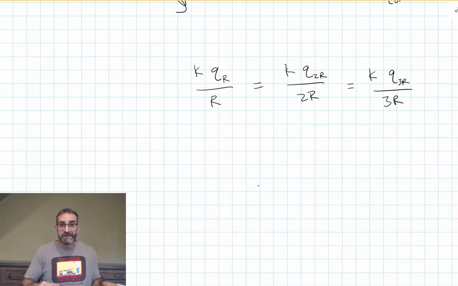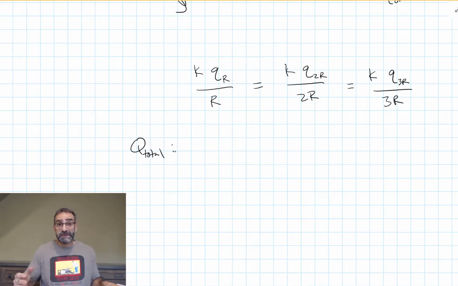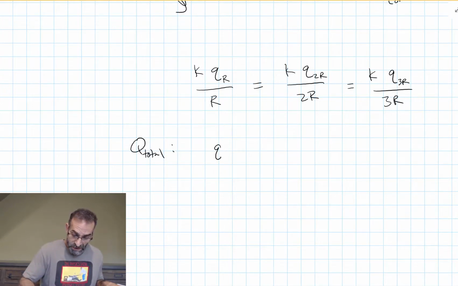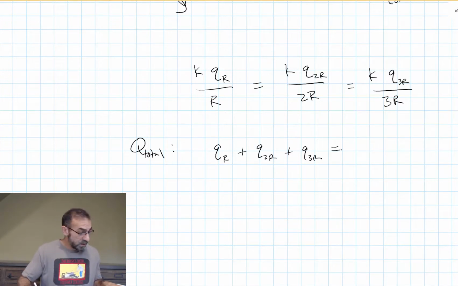We need another equation. We know that the total charge is going to be split between the three spheres. The charge on the smallest, the charge on the medium, and the charge on the largest one. And that has to equal whatever total charge we started with. And we started with minus Q on the smallest one, plus 7Q and plus 3Q.